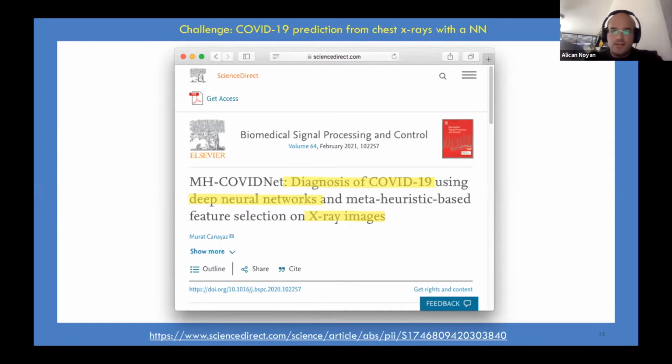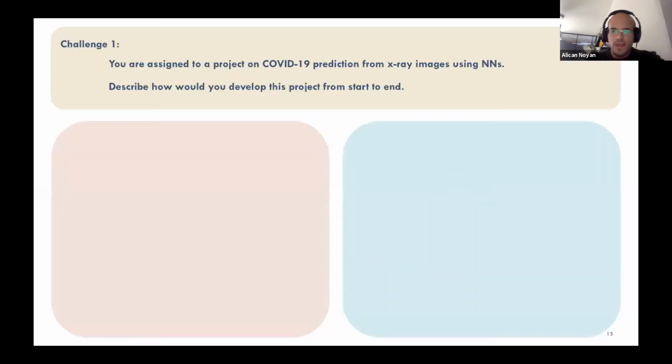The challenge theme is COVID prediction from chest X-rays using a neural network. It's based on this paper, and I have 3 challenges for you related to this paper. So first one, imagine you're a data scientist working in a company, in a research group, whatever, and you're assigned to a project that wants you to do COVID prediction from X-ray images using neural networks. What would you do, right? How would you design this project? You are a responsible data scientist from start to end.